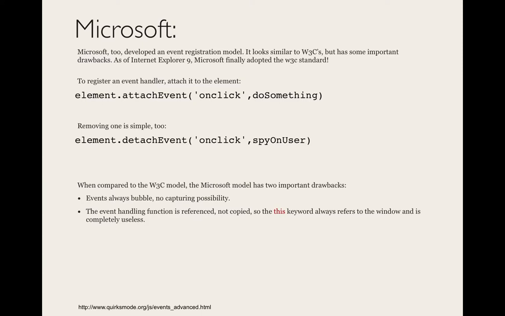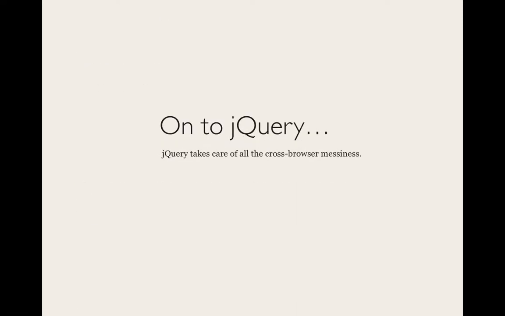The big problem we have is the DOM doesn't recognize the this keyword as belonging to the object. It always refers to the window, so it's really completely useless. So we have problems working with this model in IE less than 9. The cool thing is jQuery kind of saves us on all these fronts. It takes care of all the cross-browser messiness, and I am looking forward to digging in. Let's go.